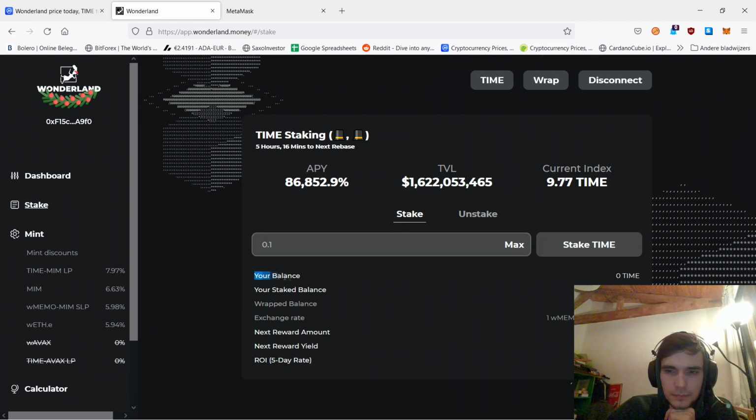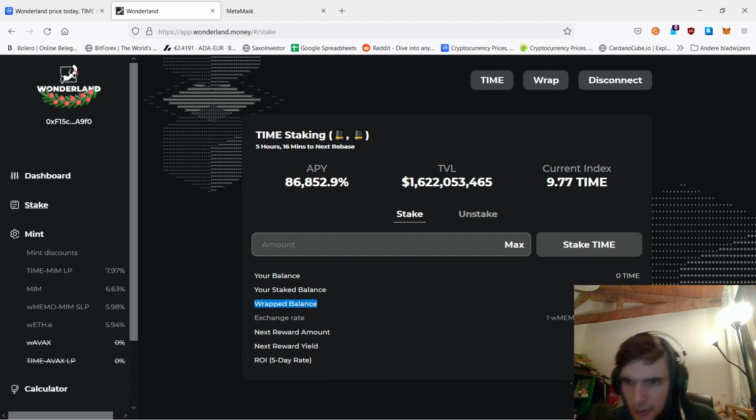So you stake your time. In the first place, you will have your balance of your time that you have bought from any swap or something, or you minted it, for example. Then if you stake your time, you approved it, and for the second time you staked it, you accepted and confirmed the second transaction. Then you will get memo. This is the staked version of time. 1 time is 1 memo, and in the sense you want to do this, you want to get this container where all memo is added in future rebases.